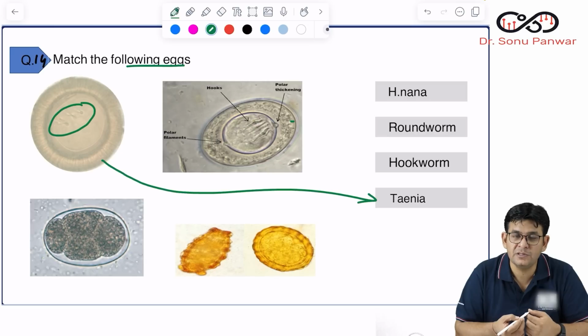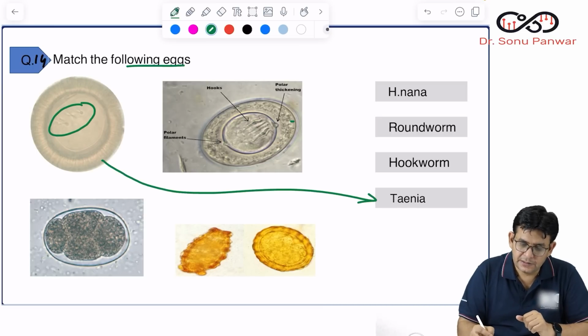Okay, how does infection of neurocysticercosis happen? By eating the eggs with contaminated food and water, and by eating pork which is having the cysticercus cellulosae. Now this is H. nana, having the polar filaments and polar thickening.